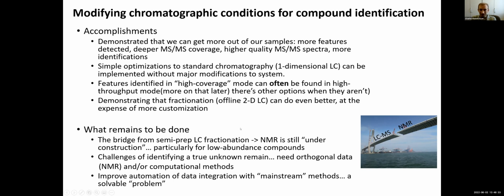You're never going to get there entirely. We feel we're becoming closer. We don't solve all the challenges of compound ID, of course. So NMR and computational methods are still very important. And the automation of these methods is kind of a critical challenge.